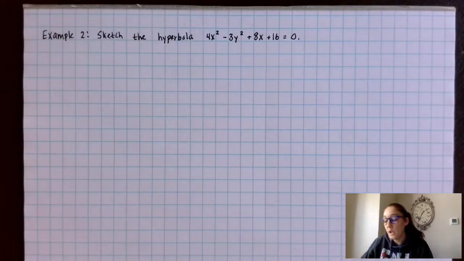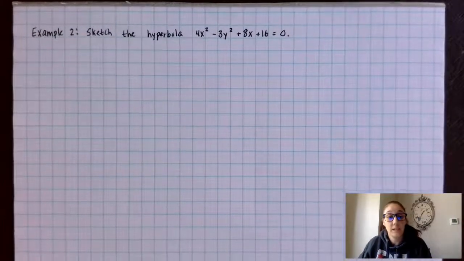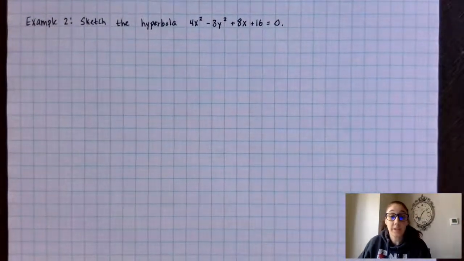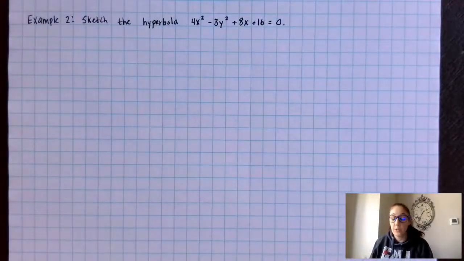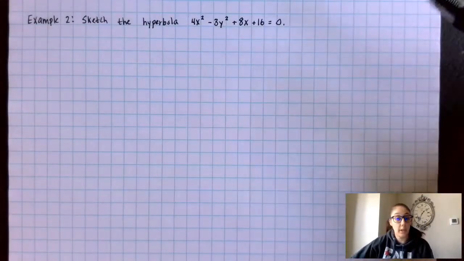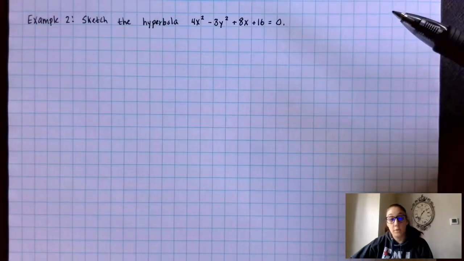In this example, we're going to be graphing a hyperbola. All right, so let's take a look at this equation. We can clearly see that it has not been given to us in standard form. So just like all the other times, what we're going to be doing is completing the square to find the correct standard form equation of this.